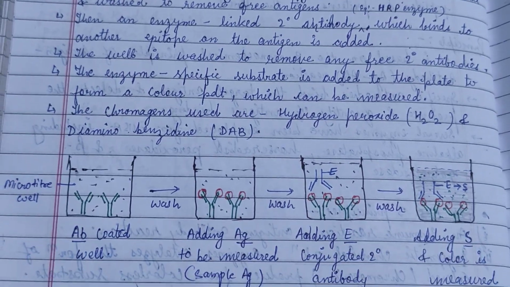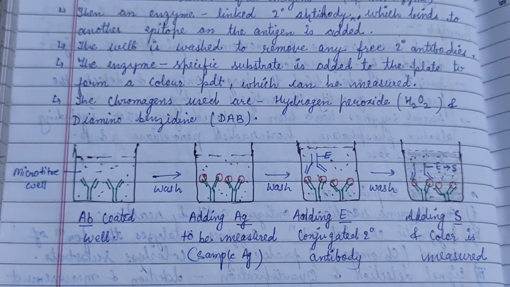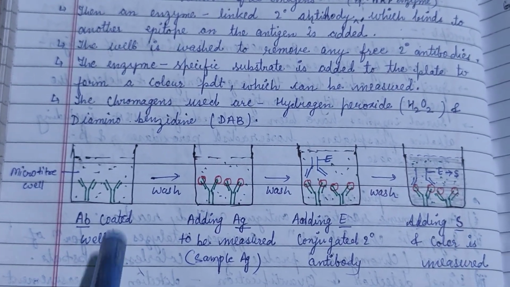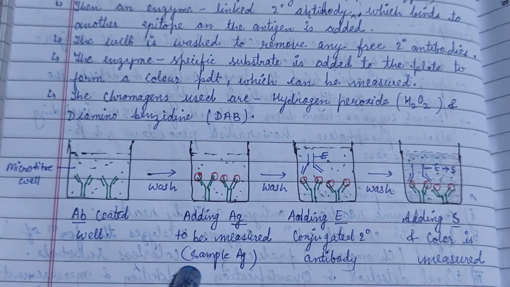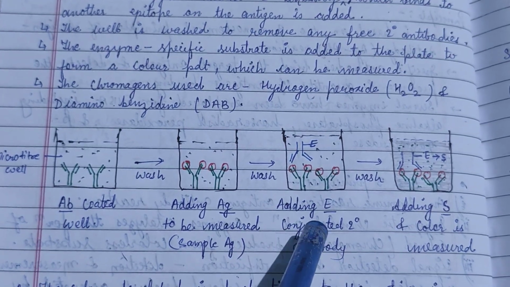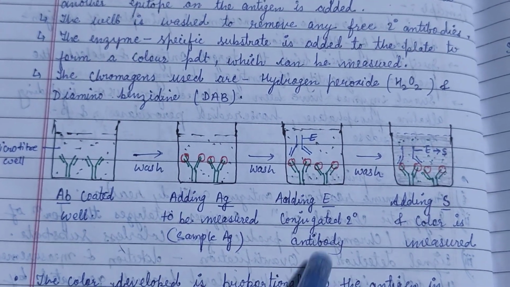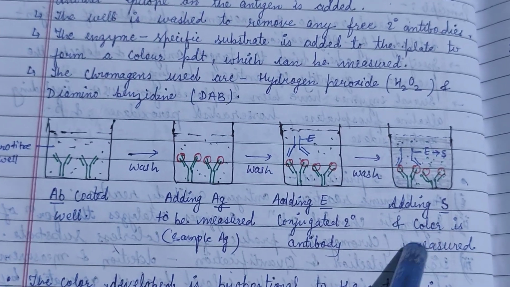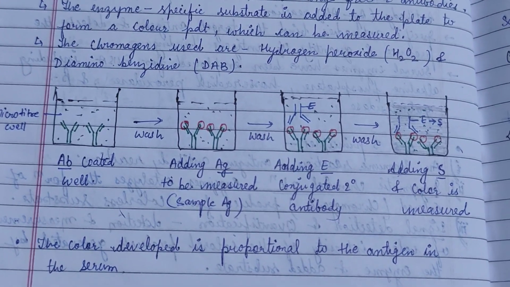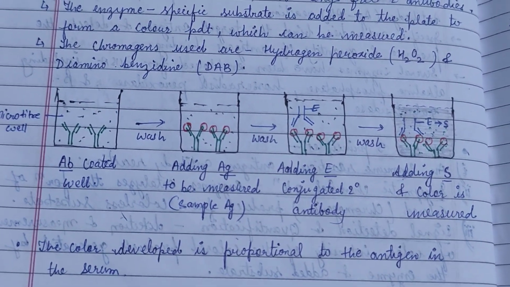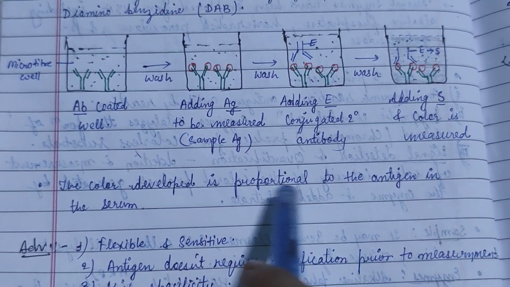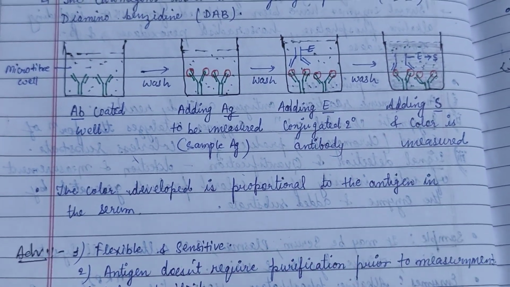So here is the figure in which firstly the microtiter well is taken, which is coated with the antibody. Then it is washed and the antigen to be measured, the sample antigen, is added. Again it is washed and then the enzyme conjugated secondary antibody is added. Again it is washed and then the substrate is added and color is measured. And this color is directly proportional to the antigen in the serum. So in this way we can detect the amount of antigen with the help of its color.